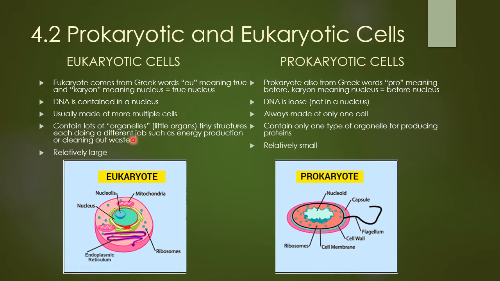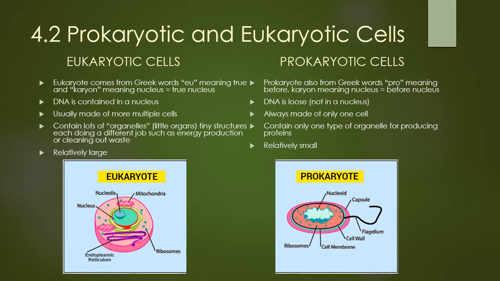And eukaryotic cells contain lots of organelles, or little organs, and these in a eukaryotic cell are tiny little structures that are capable of doing different jobs, such as producing energy or cleaning out waste. And so it has all these compartments within the cell that do different jobs. And again, they're relatively large compared to a bacterial cell. So still very small compared to probably what we see on a daily basis, but larger than a bacterial cell.